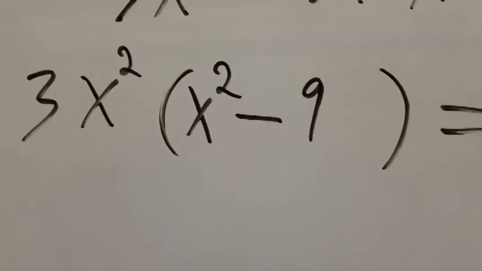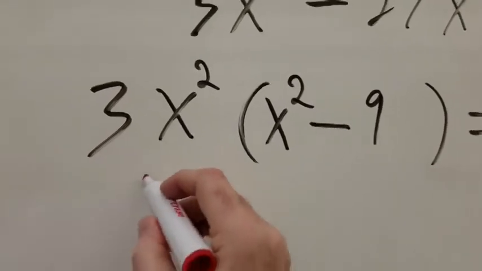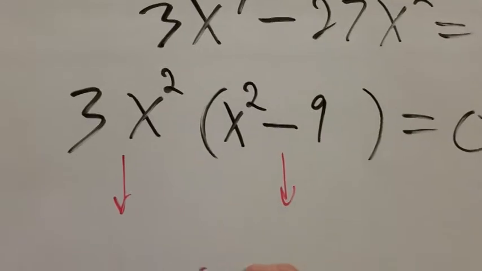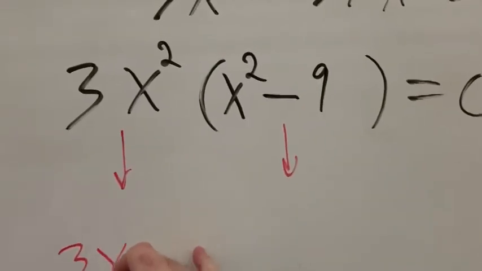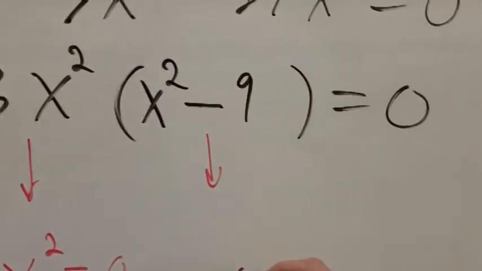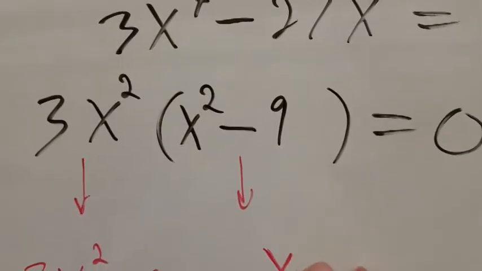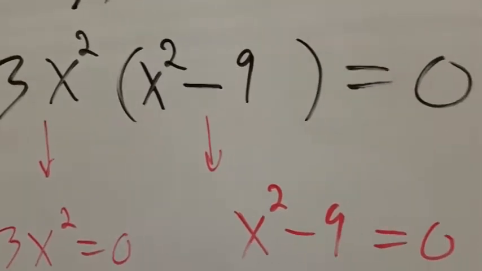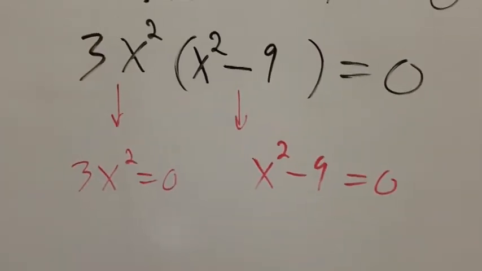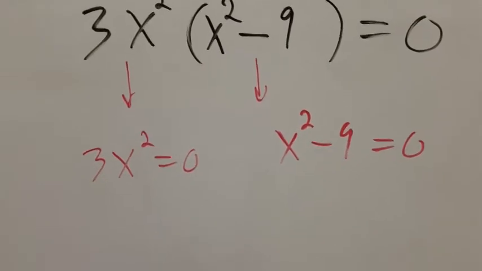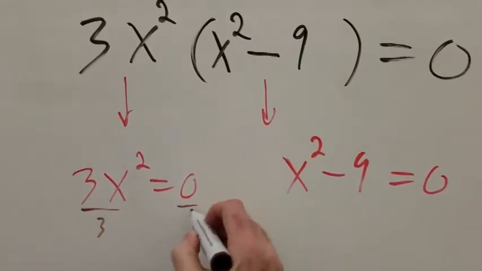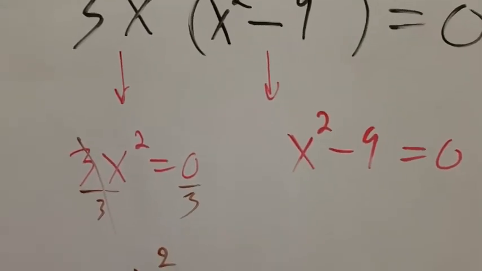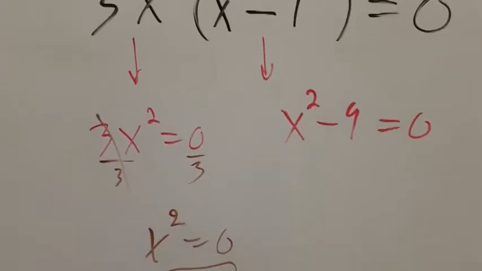Now we're at the point where either this term or this term goes to 0 to make the whole problem go to 0. So we can solve either 3x squared equal to 0 or x squared minus 9 equal to 0. So let's look at these two problems here. This will give us our answer here. So let's move the 3 to the other side. So you have x squared equal to 0. Well, that's just 0 is one of our answers.